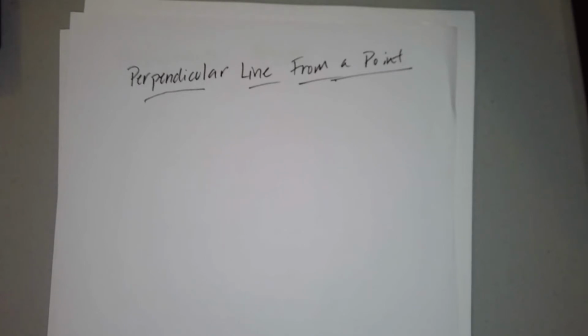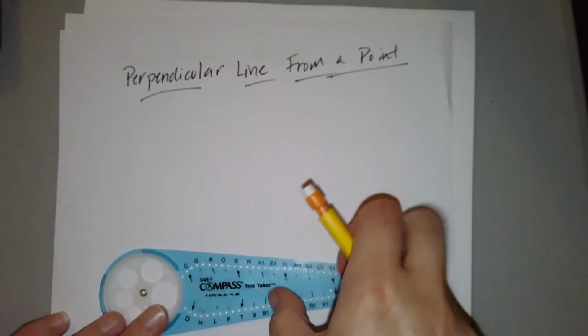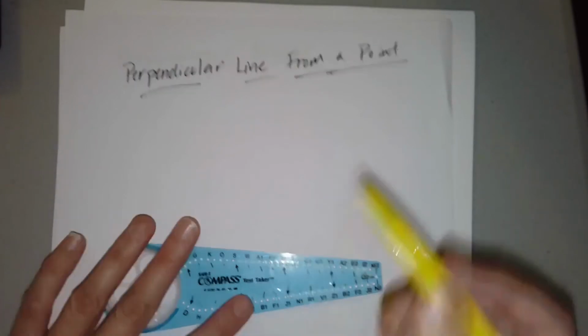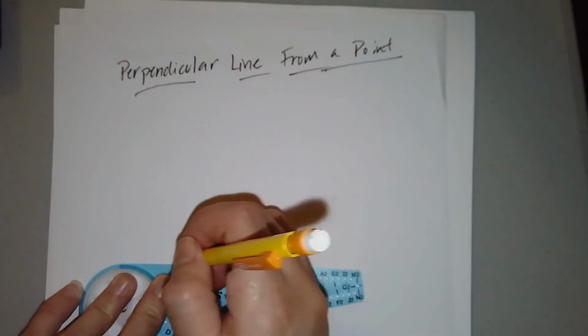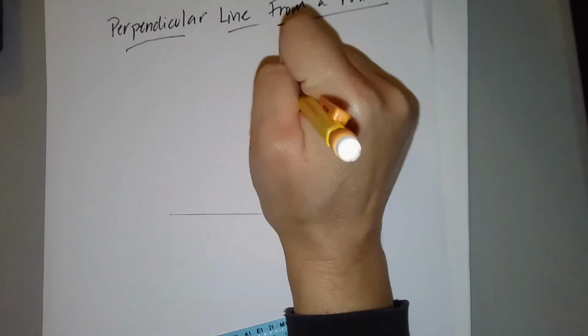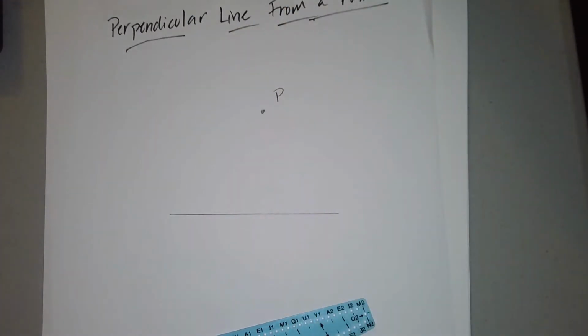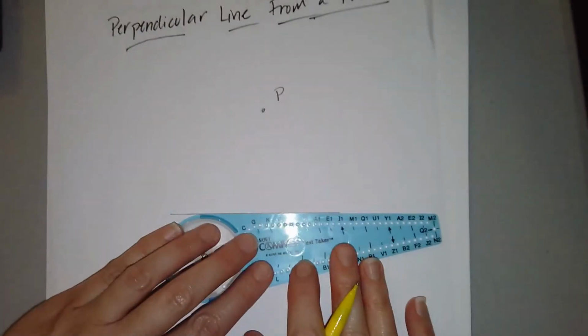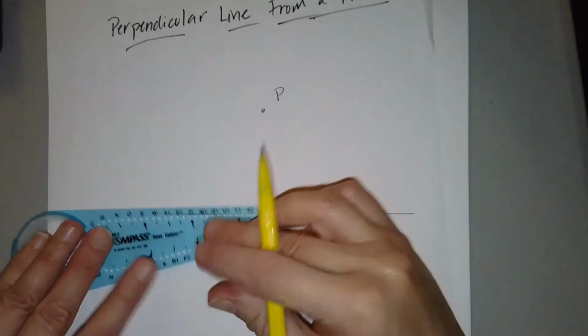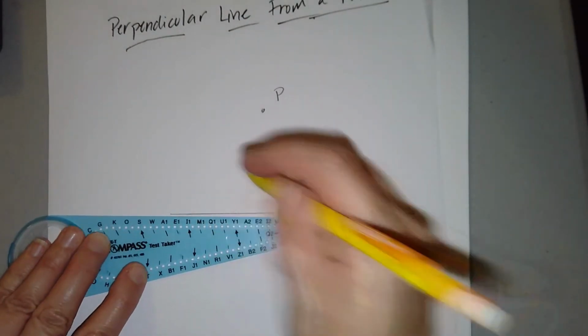All right, welcome back. What we're going to do now is construct a perpendicular line from a point. So I'm going to start with a line. It doesn't matter how long this line is, but start from a line. And then also start with a point. We'll label it P. So we're going to construct a perpendicular line from this point. I'm actually going to make my line longer now that I made my point up there kind of high. This is why I probably should have a ruler here, but that's okay.